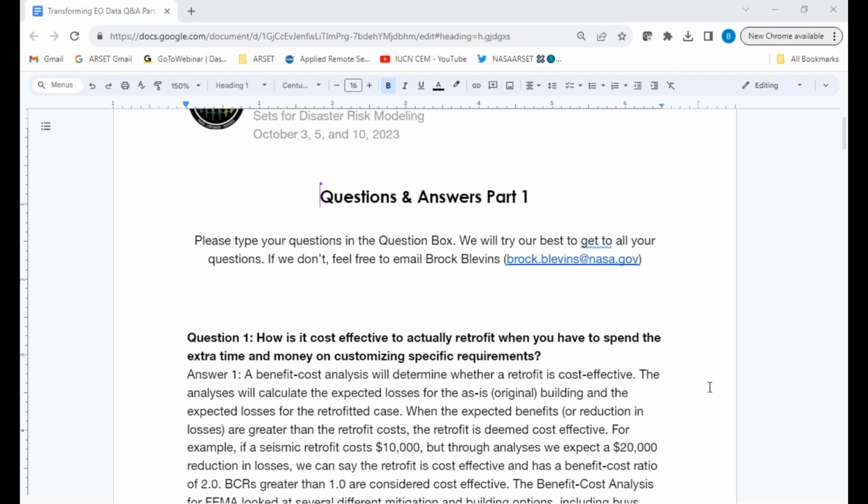So I'll start with question 1. How is it cost effective to actually retrofit when you have to spend the extra time and money on customizing specific requirements?